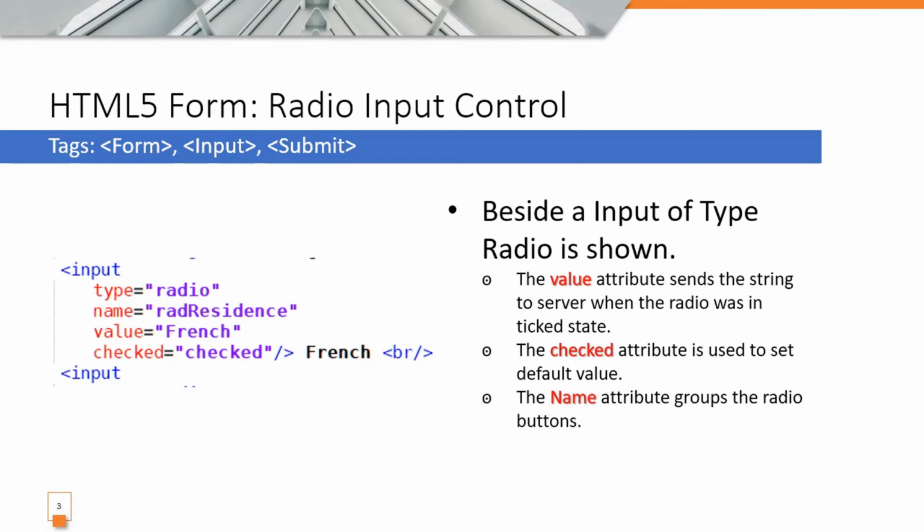The name attribute groups the radio buttons, which we already talked about here. In the example also you will see. Let's go to the example.